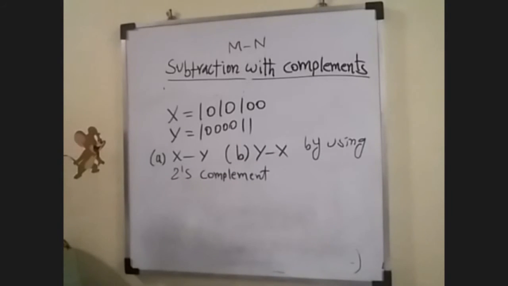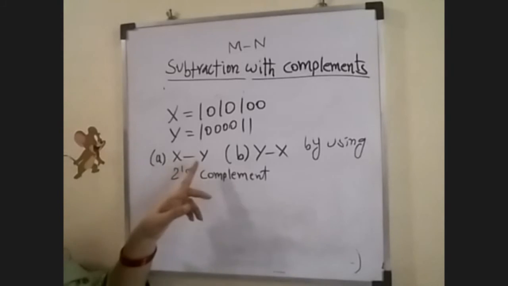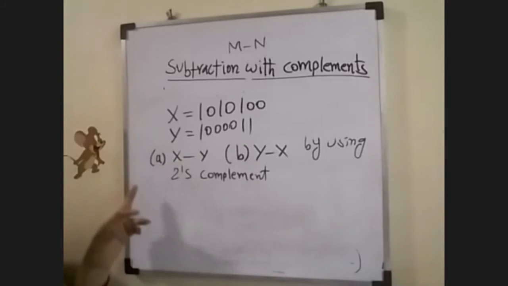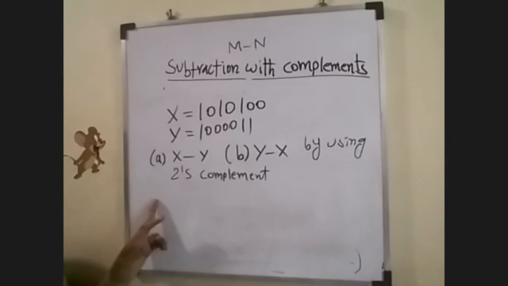So previously we discussed the same concept, and you can apply it here. Take the 2's complement of y and add it to x. If there is any end carry produced, simply discard that end carry, and whatever remains will be the result. Otherwise, if it does not produce any end carry, take the 2's complement of the result and place a negative sign in front of that result.